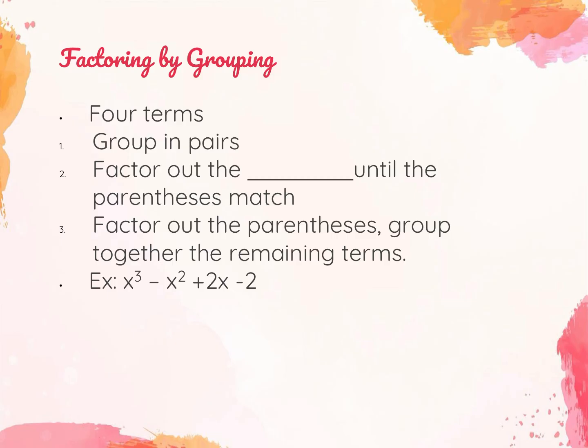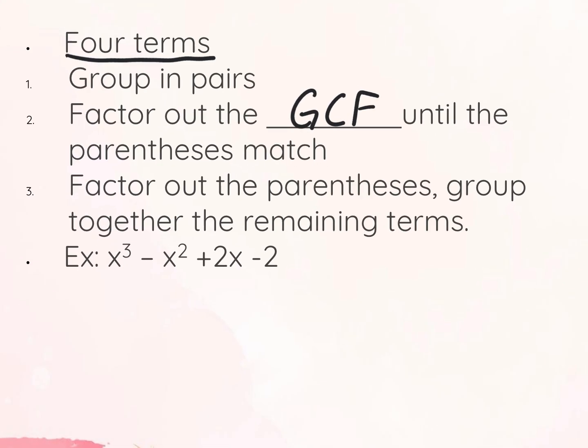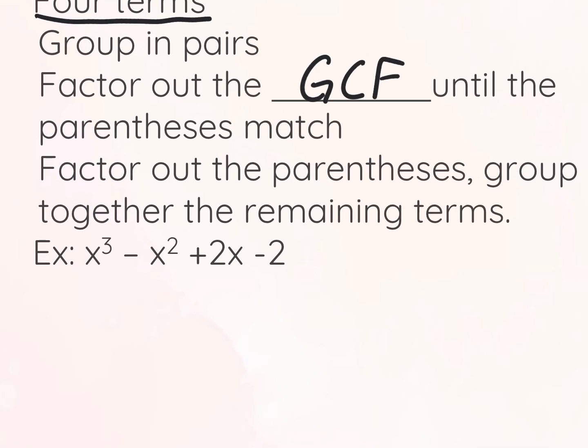All right, so when you're factoring by grouping, this is where you have 4 terms. You're going to group them in pairs, and you're going to factor out the GCF until the parentheses match. Once you factor out your GCF, you should have that the parentheses match, and then you can factor that out. And then you've grouped together whatever's left over. All right, a lot of words. Let me show you what that would look like.